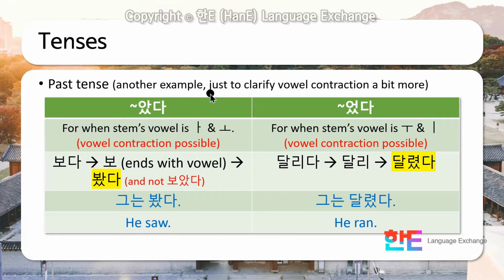Another example of the case where we have the vowel contraction for the 았다 case, when the stem's vowel is 아 or 오, for example, 보다. The stem is just 보, and it ends with this vowel over here, the 오. And because of that, we're gonna take the 보 and we're gonna add 았다 to it. So that gives us 보았다. But because it ends with the vowel 오, we're gonna merge the vowels together and that gives us 봤다. Makes sense?